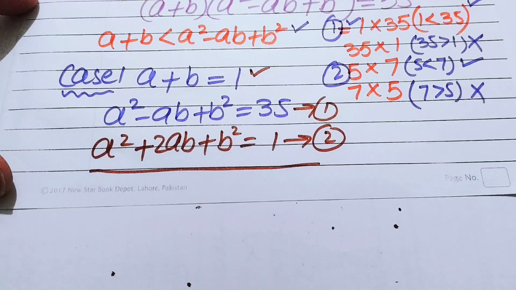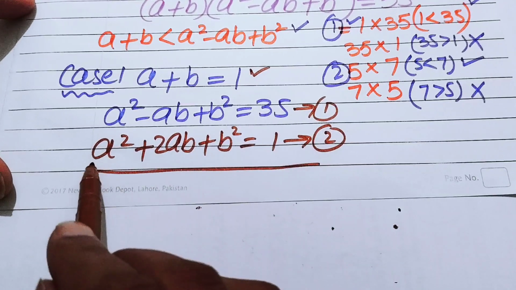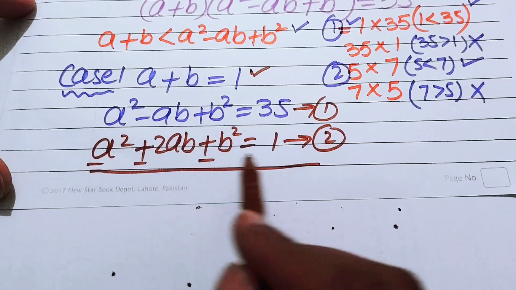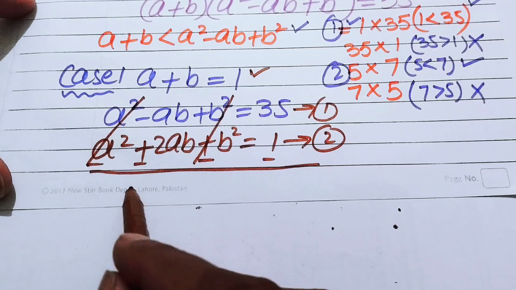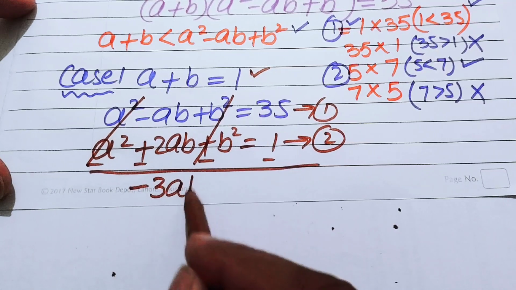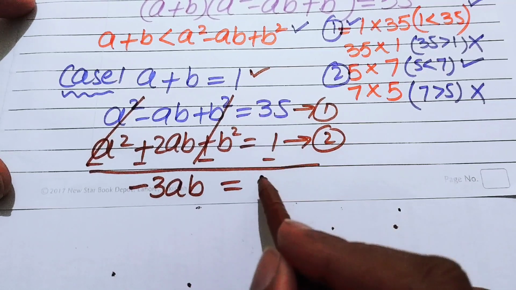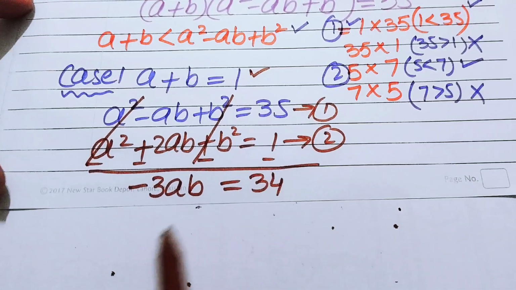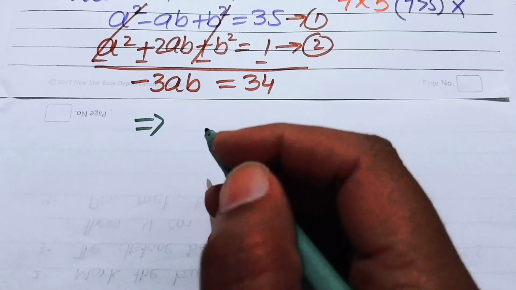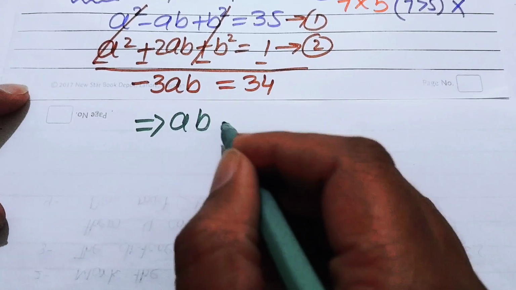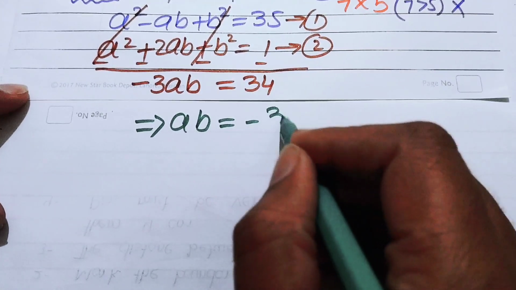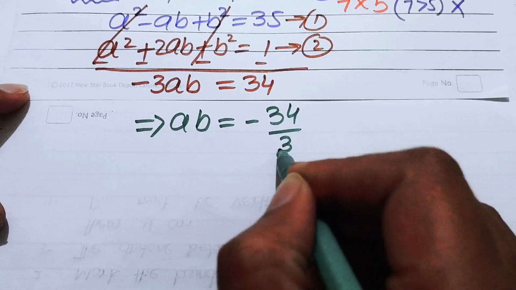And now we subtract these two equations, and here you see that we will just change the sign, and these are gone, similarly these are gone, and here you have minus 3 times ab equals 34. And now you will obtain the value of ab equals minus 34 over 3.